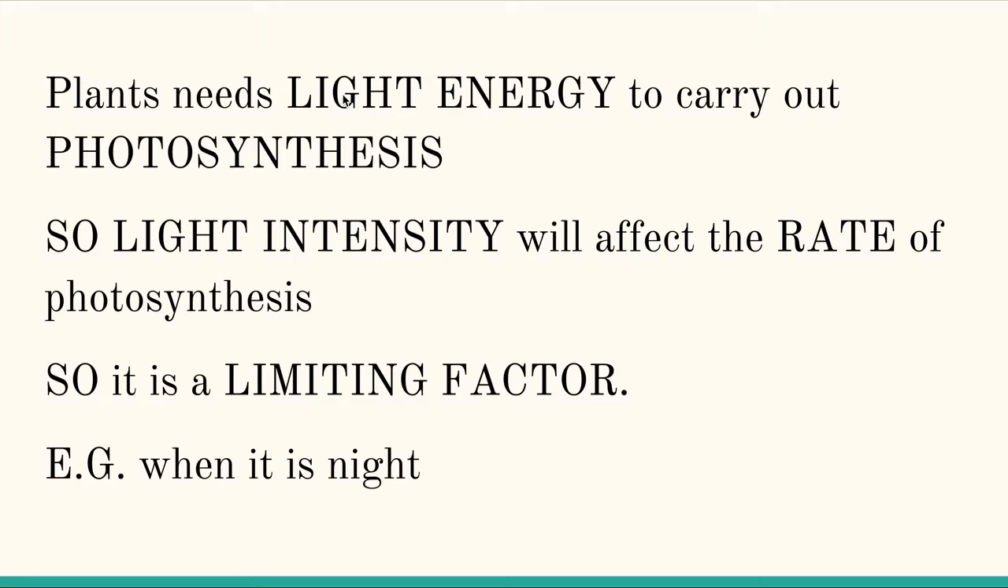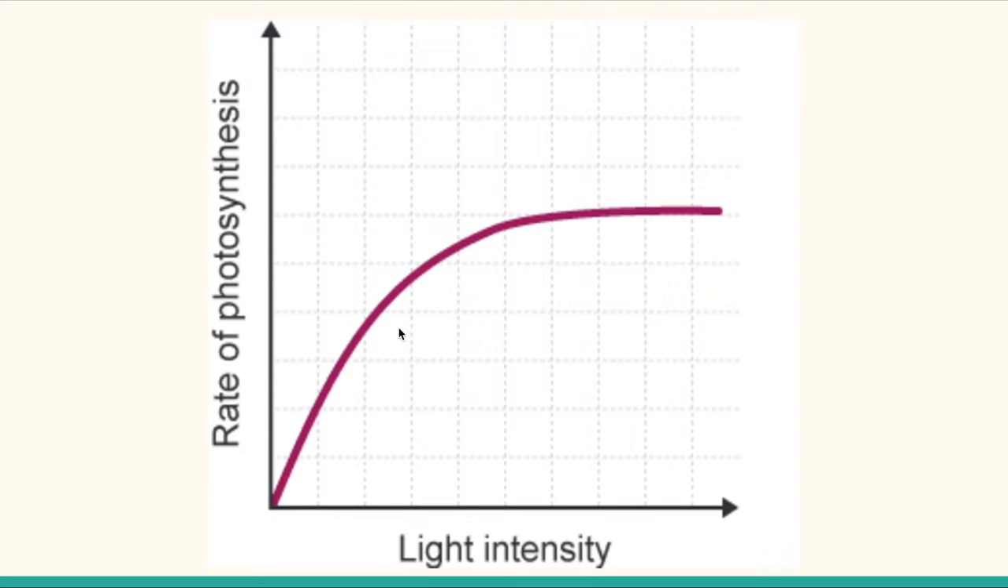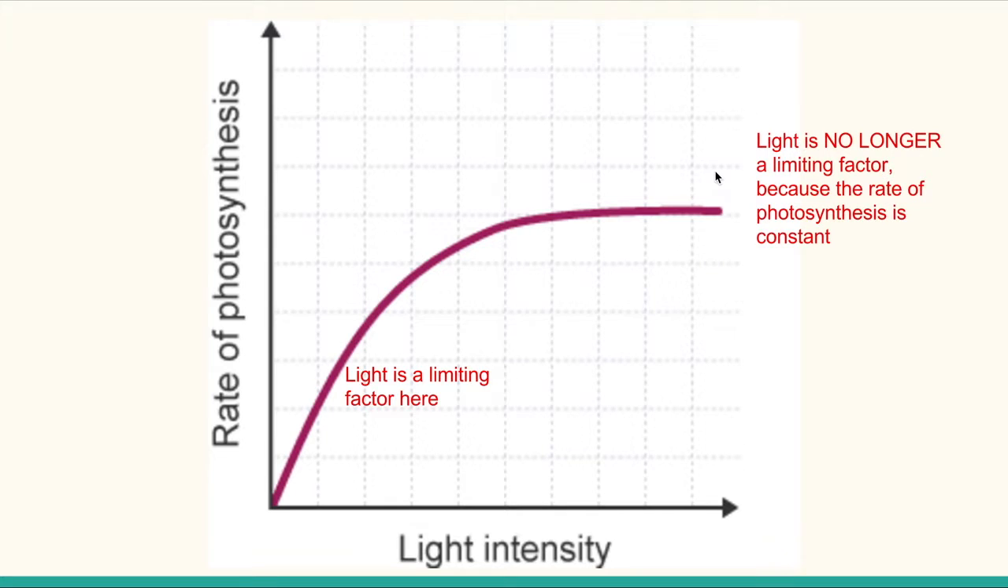Now plants need light energy to carry out photosynthesis, so light energy will affect the rate of photosynthesis. So therefore it is a limiting factor, such as at nighttime. Plants don't carry out photosynthesis at nighttime because there is no light. So it is a limiting factor. Here we have a graph. It's the same as the carbon dioxide graph because as light intensity increases, the rate of photosynthesis increases. And so light intensity is a limiting factor here. But here, when the rate of photosynthesis is constant, light is no longer a limiting factor.